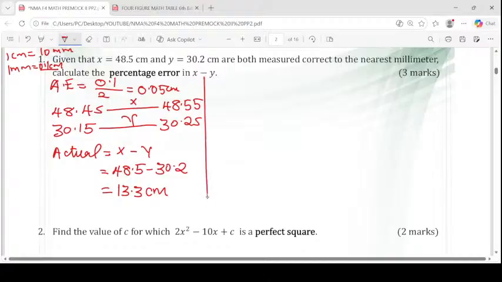We can also get the maximum difference. To get the maximum difference, I'm going to take the biggest value of x, that is 48.55, minus the smallest value of y, which is 30.15. When you subtract, 48.55 minus 30.15, you get 18.4.